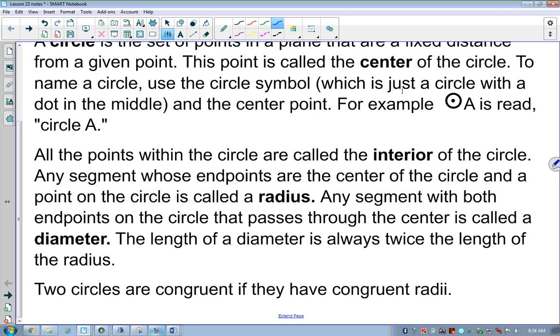That's the main difference between, later on when we get more into circles, we'll talk about chord segments. A chord has its endpoints on the circle, but not necessarily through the center. So a diameter is a chord. Not all chords are diameters.